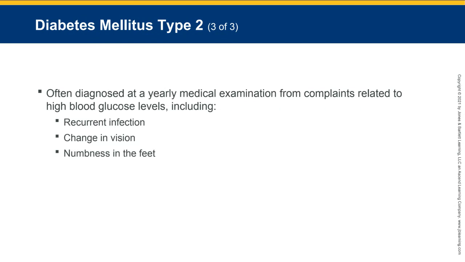Still on diabetes mellitus type 2, often diagnosed at a yearly medical examination from complaints related to high blood glucose levels, including recurrent infection, changes in vision, numbness in the feet. Diabetes tends to affect functions of various systems within the body because we have cells all over the body, and all of these cells need glucose. And if they're not getting it properly, then they can't carry out their function. So it can cause a lot of problems with various systems within the body or structures within the body.